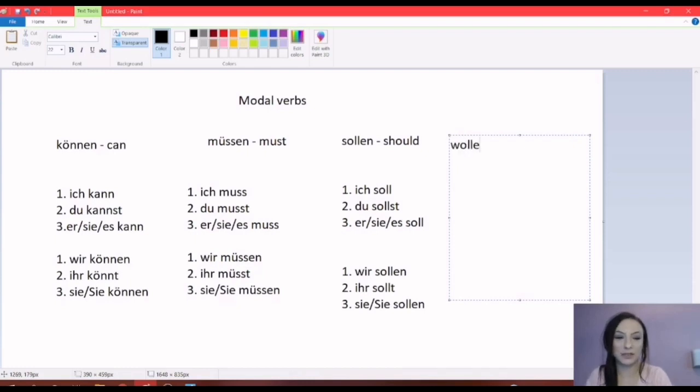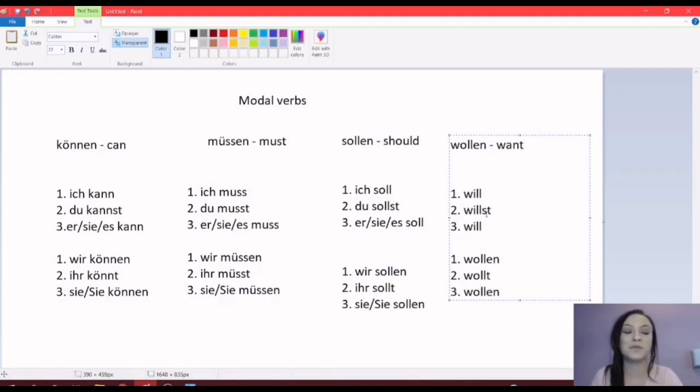And wollen, which means to want. It goes like ich will, du willst, er, sie, es will, wir wollen, ihr wollt and sie wollen. So: will, willst, will, wollen, wollt, wollen.